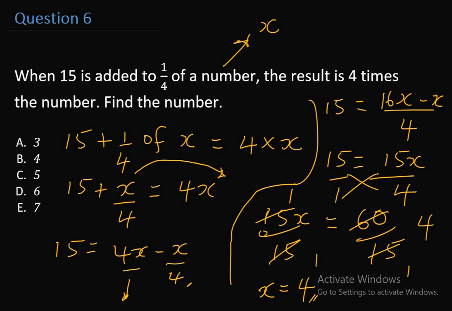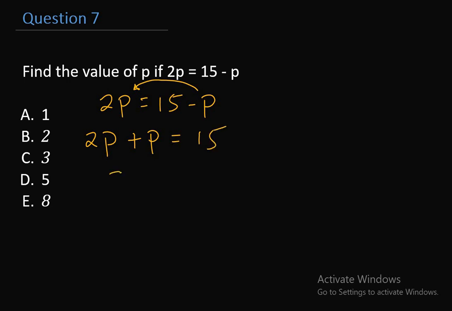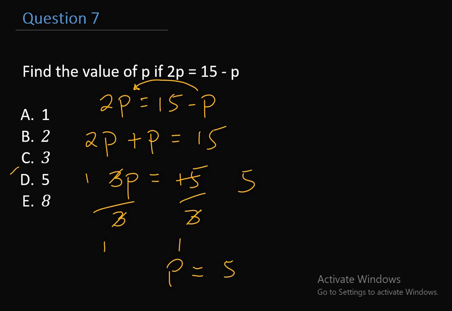That's for question 6. Question 7 says, find the value of p if 2p is equal to 15 minus p. Collect like terms, move minus p to the left hand side. It will give me 2p. As minus p crosses the equal to sign, it changes to plus p equal to 15. So 3p is equal to 15. Divide both sides by 3. 3 here 1, 3 here 1. 3 into 15 is 5. So p is simply 5, which is D.